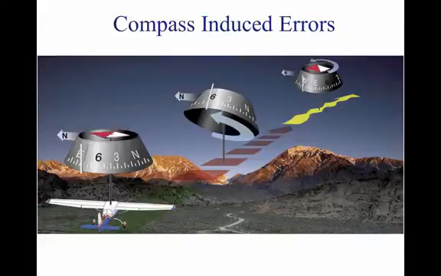Oscillation is a combination of all of the other errors, and it results in the compass card swinging back and forth around the heading being flown. When setting the gyroscopic heading indicator to agree with the magnetic compass, use the average indication between the swings.